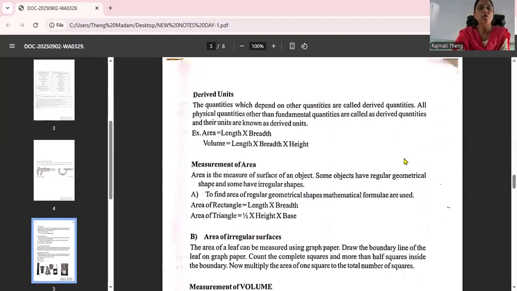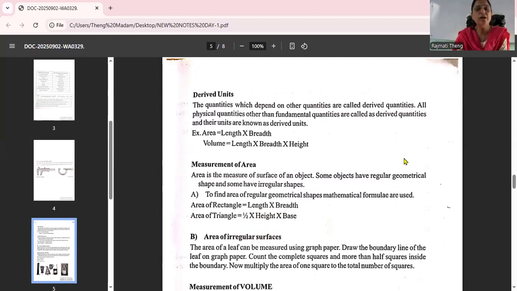Now, derived quantity. The quantities which depend on others are called derived quantities. For example, area depends on length and breadth. Volume depends on length, breadth, height. So area, volume, like this are the derived units.